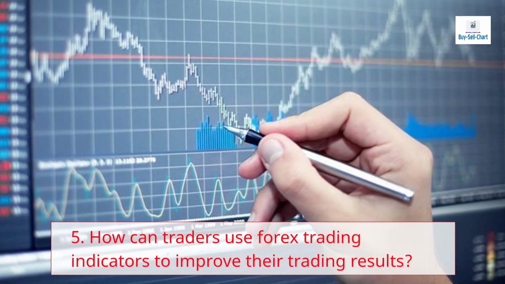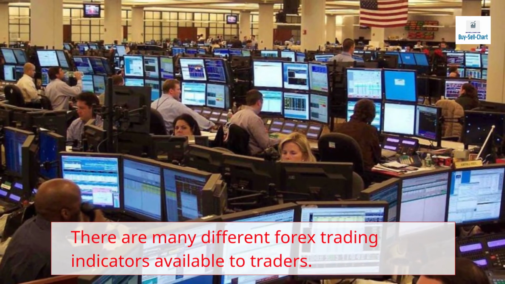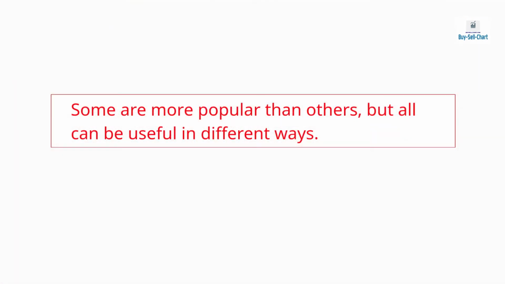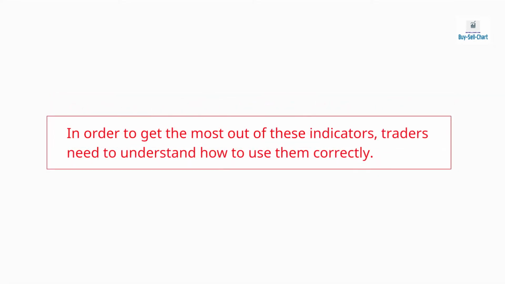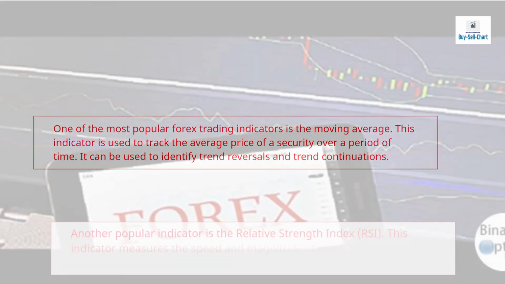5. How can traders use Forex trading indicators to improve their trading results? There are many different Forex trading indicators available to traders. Some are more popular than others, but all can be useful in different ways. In order to get the most out of these indicators, traders need to understand how to use them correctly. One of the most popular Forex trading indicators is the moving average. This indicator is used to track the average price of a security over a period of time. It can be used to identify trend reversals and trend continuations.